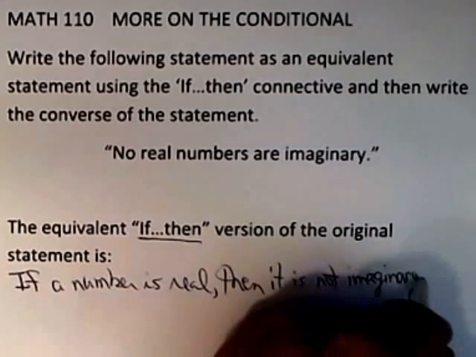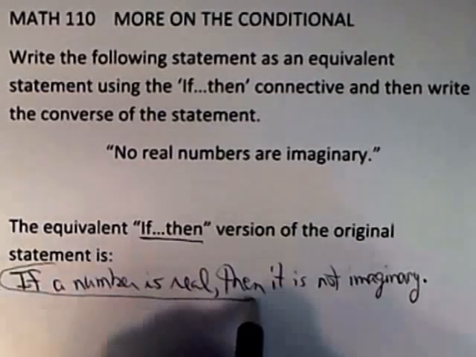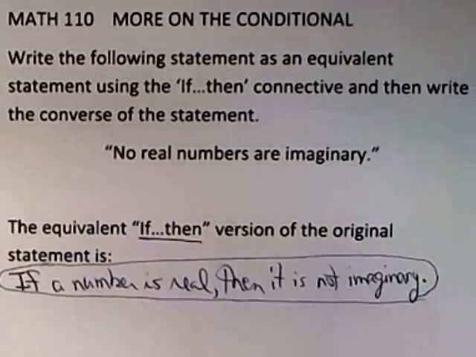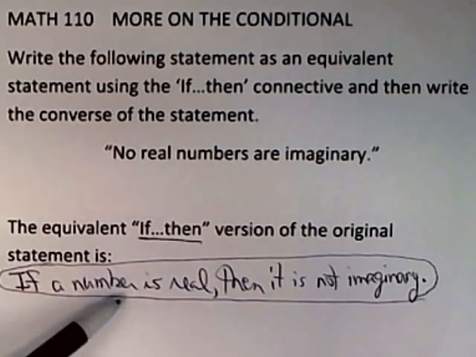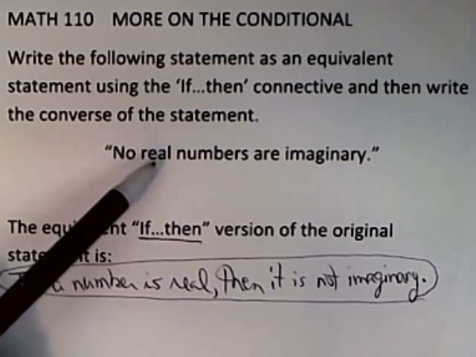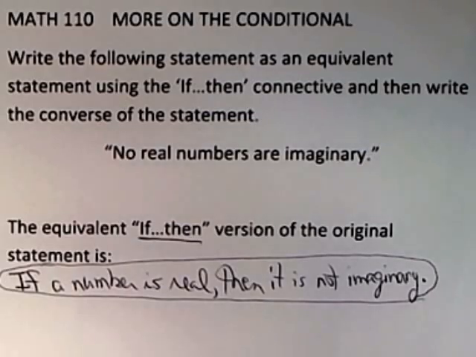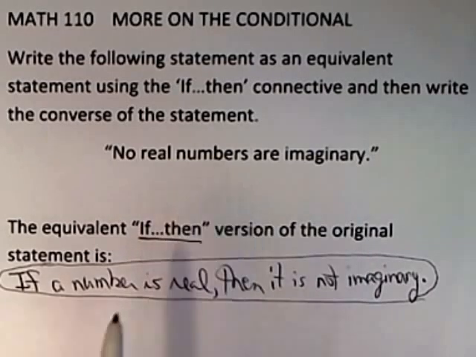Now, we're not saying this statement is either true or false. All I'm saying here is that statement is logically equivalent to the original statement. In other words, they have the same truth values. I'm not saying this is a true statement. I'm just saying that whatever the truth value of the original statement is, this statement has exactly the same truth value. If a number is real, then it's not imaginary is exactly the same thing logically as saying no real numbers are imaginary. Again, I don't know any magic to say how you figure that out.